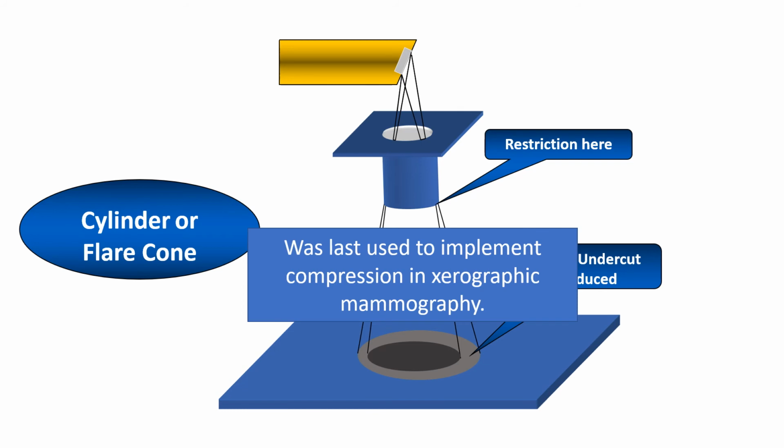Probably the last widespread use of flare cones was in xerographic mammography. The cone was used to not only provide collimation, but also provide breast compression via a balloon placed in the collimator's opening.